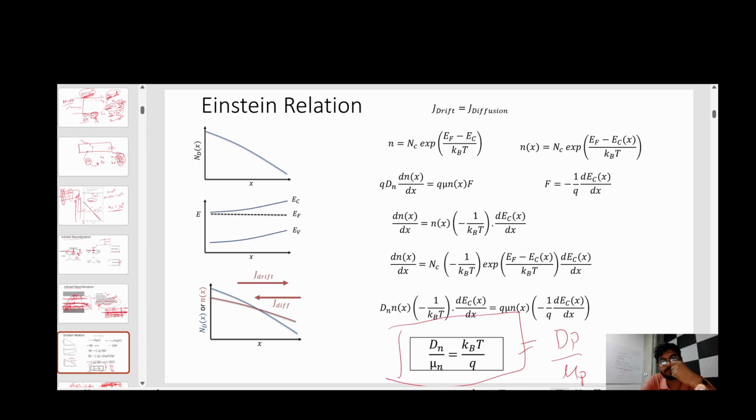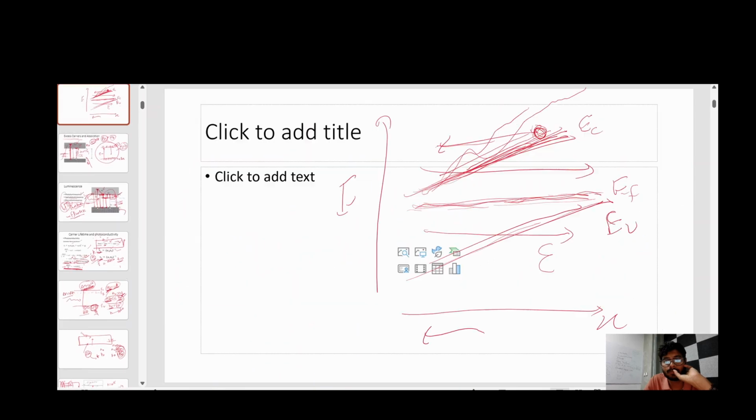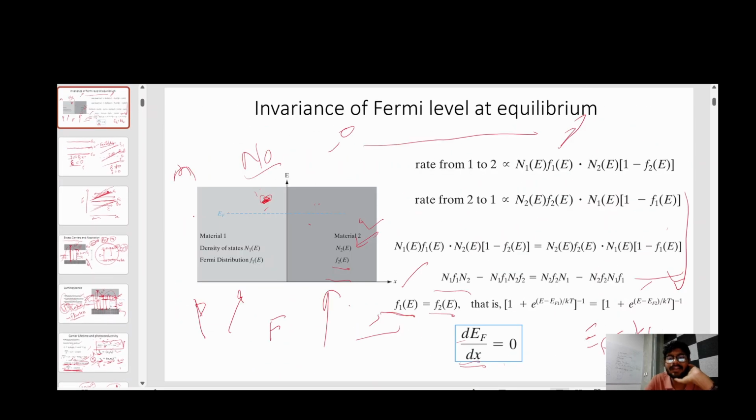Can you move to the slide? You say that in the equilibrium condition dEF by dx is equal to 0. That means there is no gradient in the Fermi level. The Fermi level is flat. That's why dEF by dx is 0. There is no gradient in the Fermi level.